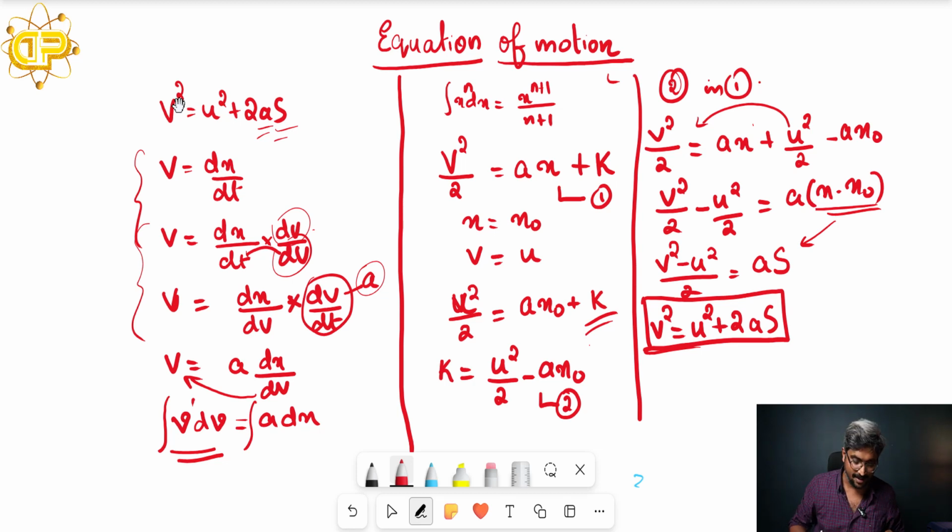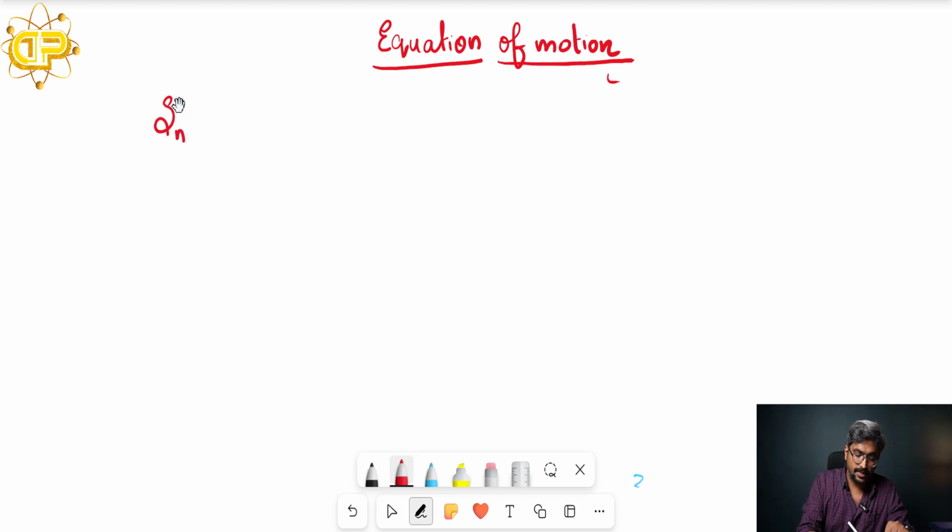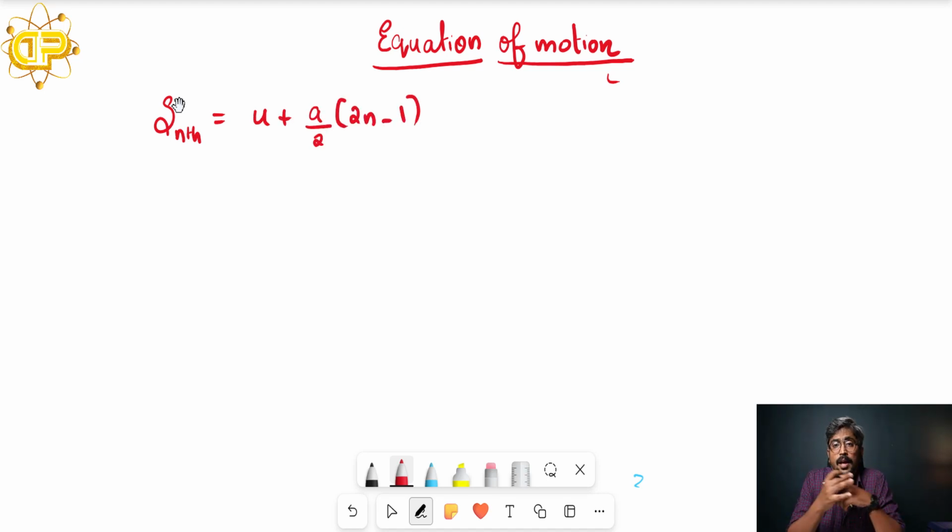Clarity should be there. Okay, now coming to the fourth equation, which is a new equation that you haven't studied yet, but in this class you will study it clearly. What is the displacement in the nth second? So moving to the fourth equation of motion, Sn is equal to u plus a by 2 into 2n minus 1. This is the equation that we require. So how will we get this particular equation?